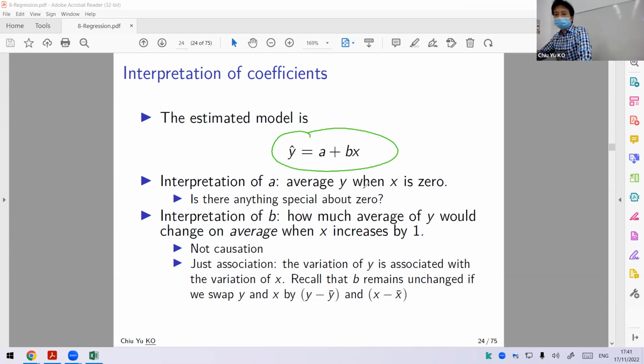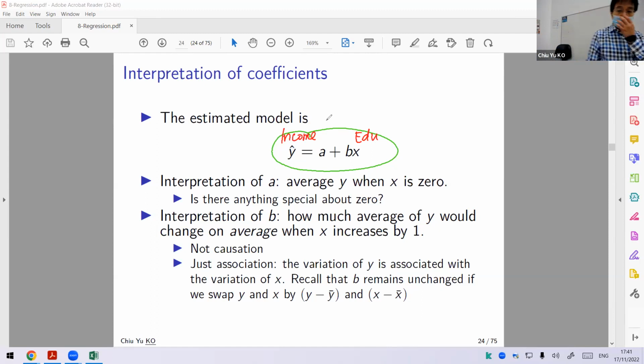So what is the interpretation of A and B, okay? So we have the two. So what is A? A will be your expected Y if X is 0, okay? So what does that mean? Let me repeat. The analogy is this is education and this is income.